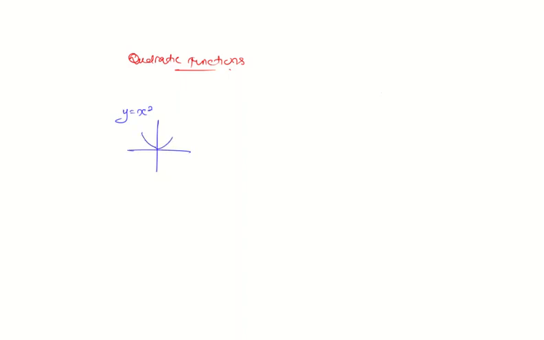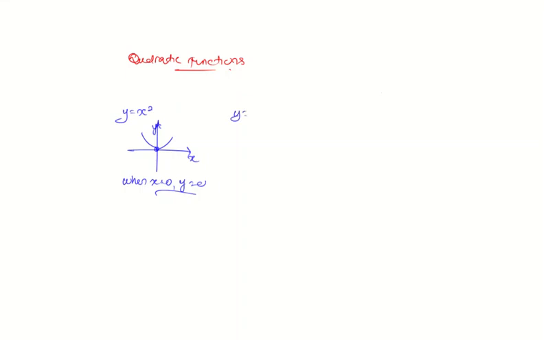This is the graph y equals x squared. So you touch at one point, which means when x equals 0, y equals 0. That is the thing that you know from this graph.